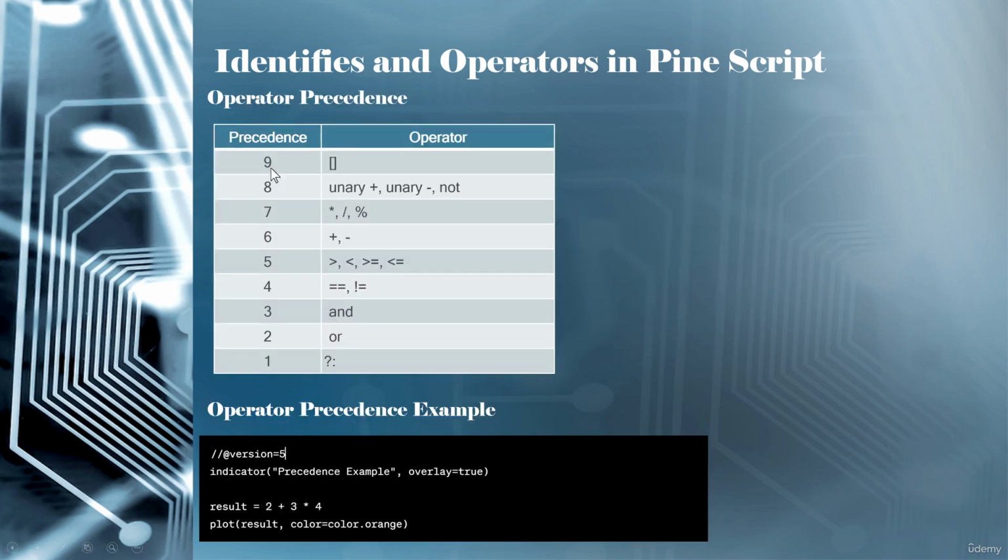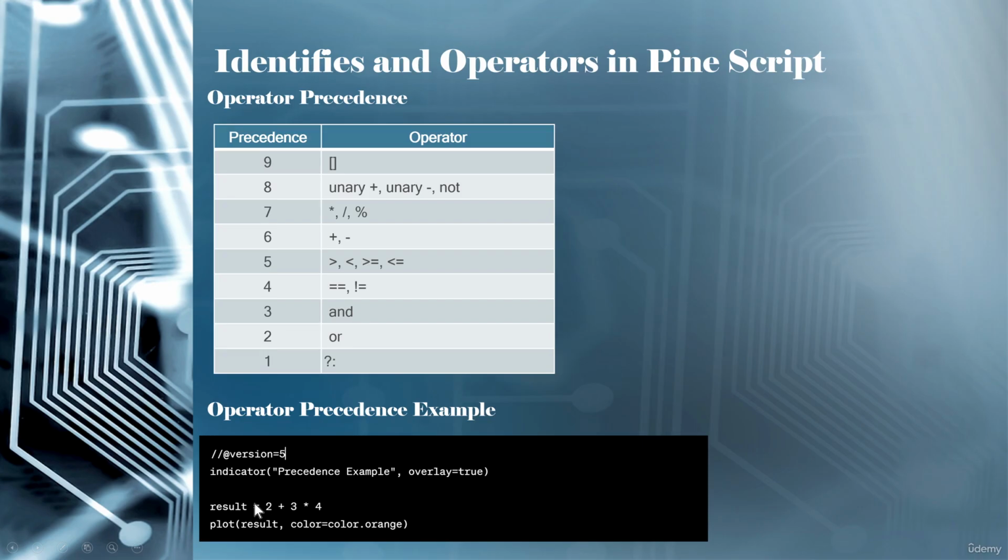Now, this is the operator precedence. The operator with higher precedence is executed first. For example, if you have in one expression the history referencing operator and the arithmetic operator plus, first the history referencing operator will be executed because it has higher precedence. Then the arithmetic plus operator will be executed because it has lower precedence. So now let's review this in an example.